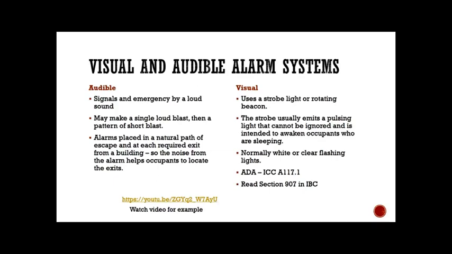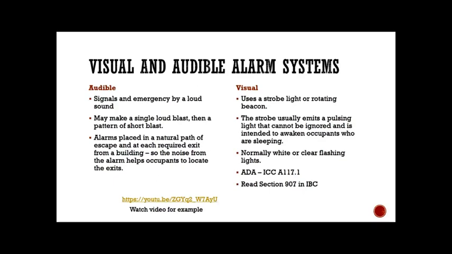The strobe usually emits a pulsing light that cannot be ignored and is intended to awaken occupants who are sleeping. Normally it's a white or clear flashing light. And you can see the ADA has the ICC A117.1. So read in the IBC code book, section 907.